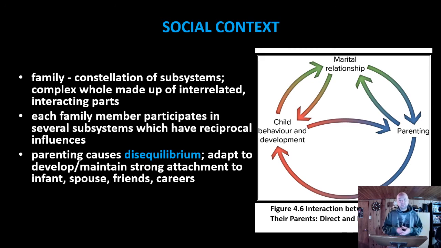Each family member participates in several subsystems, which have reciprocal back-and-forth influences. Parenting can cause a disequilibrium, an imbalance, as parents try to adapt and maintain strong attachment to their infant, while also trying to maintain their marriage, be a friend to their buddies, and the boss is emailing at the same time too. There are all these complexities of the system.